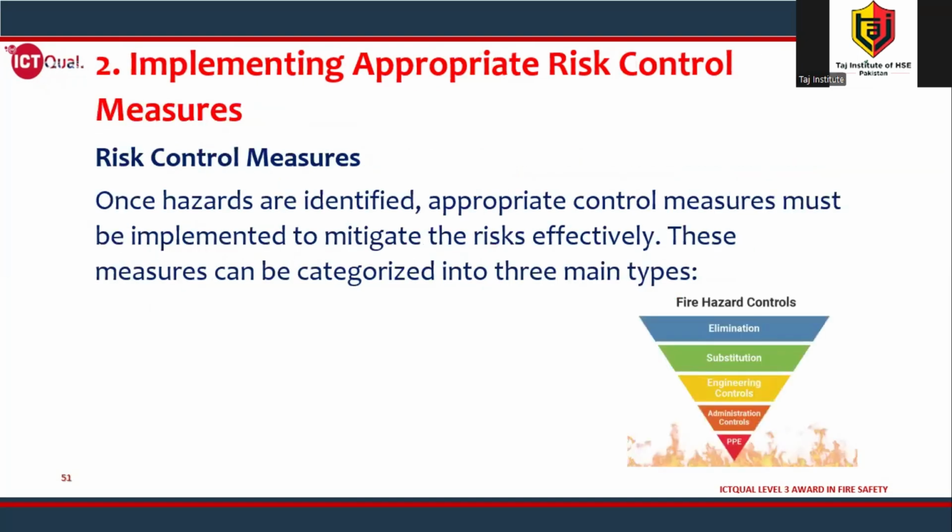Implementing appropriate risk control measures. Risk control measures. Once hazards are identified, appropriate control measures must be implemented to mitigate the risks effectively. These measures can be categorized into 3 points.